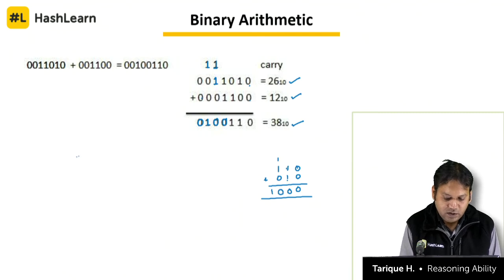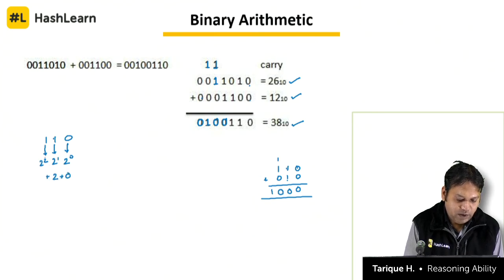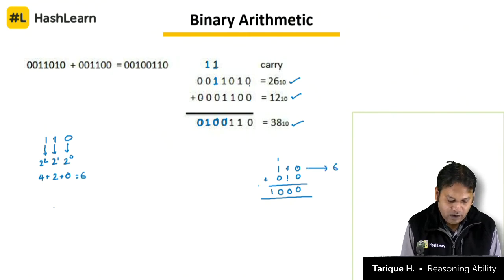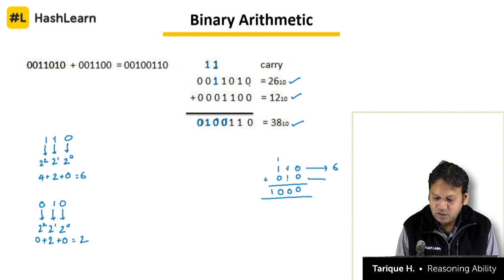If you want to just verify what we just did here, let us look at this first number 110 and convert this into 2 power 0, 2 power 1, 2 power 2. 0 will be 0, 1 into 2 is 2, plus 1 into 4 is 4, 4 plus 2 is 6. So this is equal to 6. Now let us take this number 010, this is 2 power 0, this is 2 power 1, and this is 2 power 2. Now this will be 0, this will be 2, and this will be 0, so that is equal to 2.